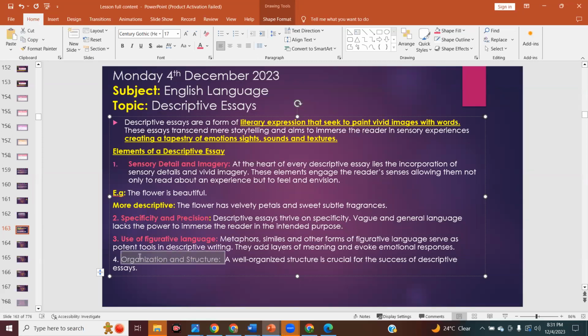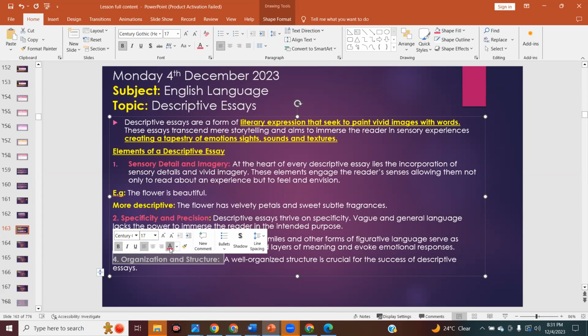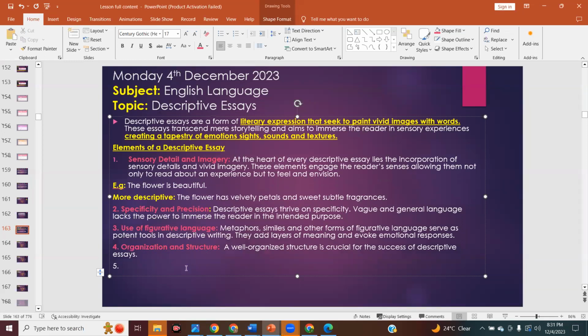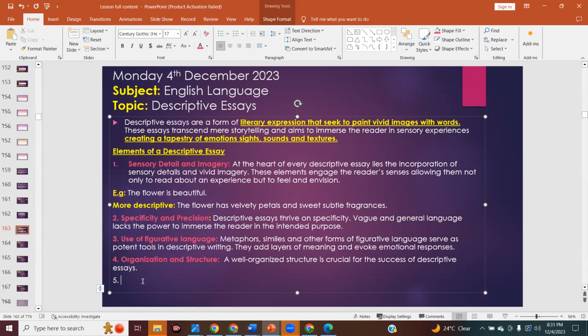Number five, since we don't have enough time, I'm just going to go quickly over them. Number five is appeal to emotion. So when you're writing your descriptive essays, try to get the emotions involved, because obviously you're describing stuff. So descriptive essays aim to elicit an emotional response from the reader.